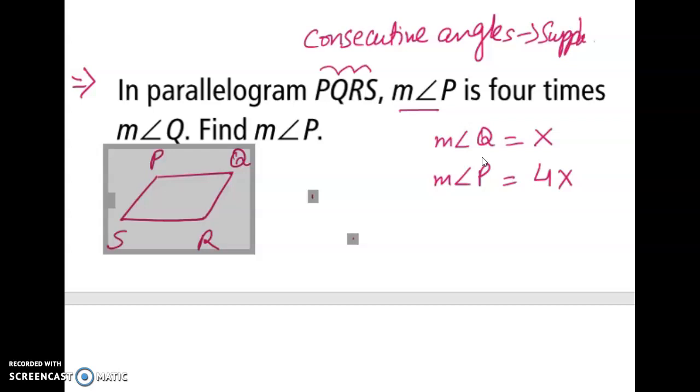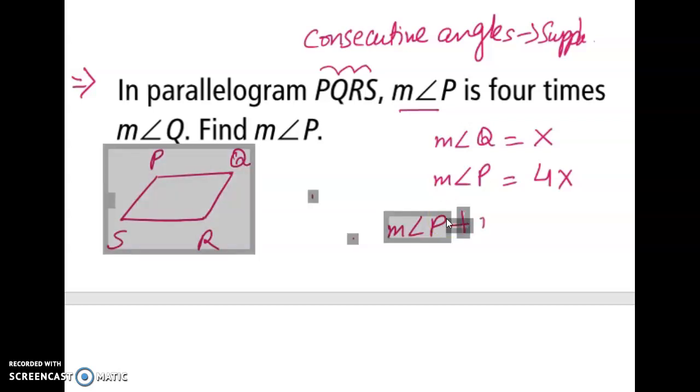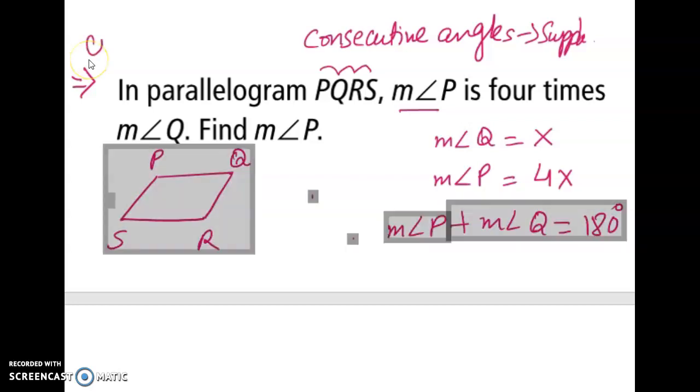Because they are supplementary, I can say measurement of angle P plus measurement of angle Q should be equal to 180 degrees. I want you to solve it on your own and let me know what is the answer. Please tell me what is the answer for angle P and angle Q both. We will take it as question number 2.